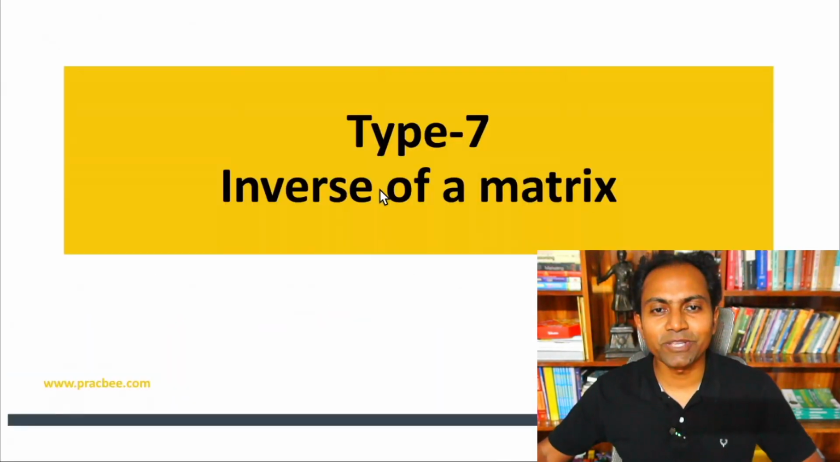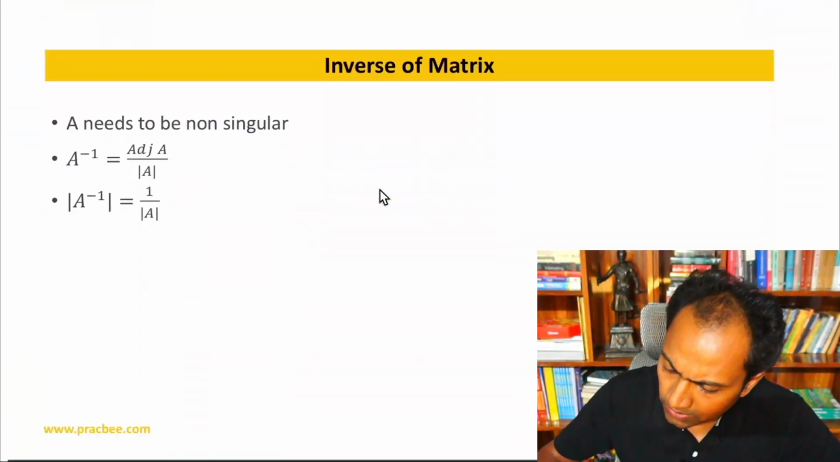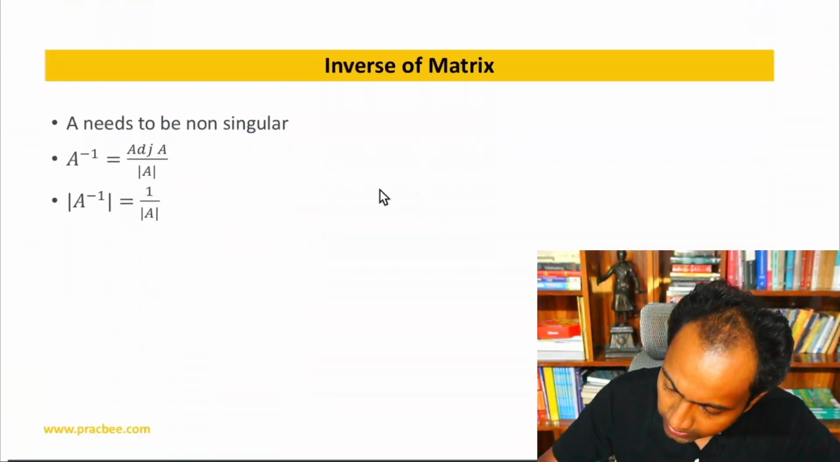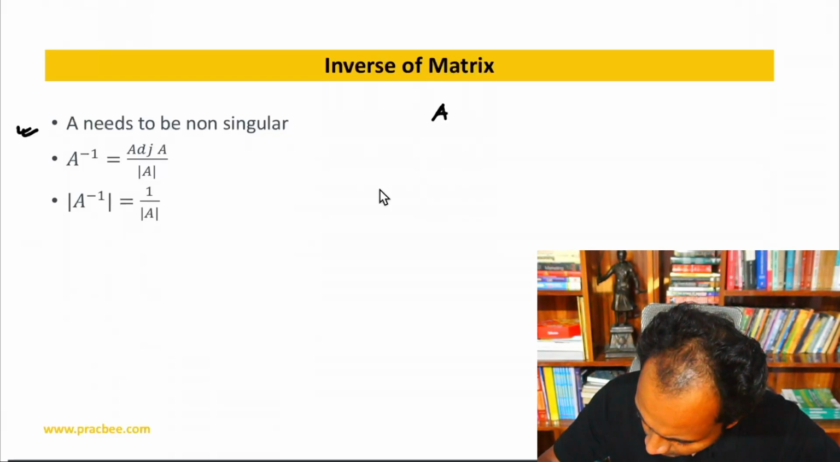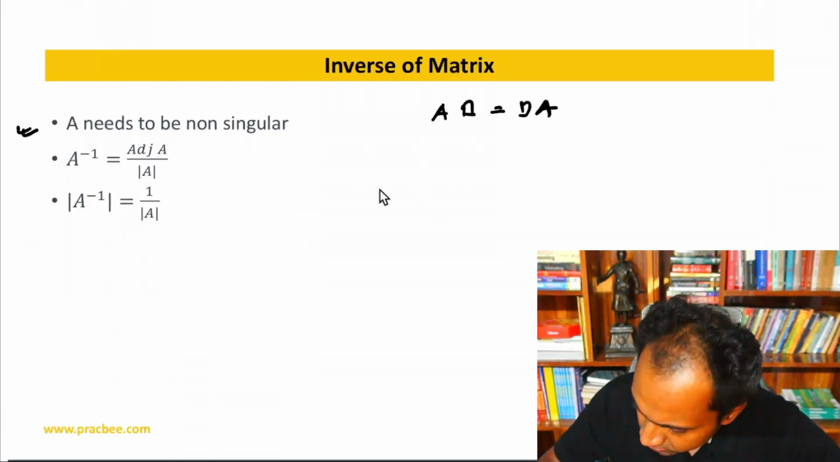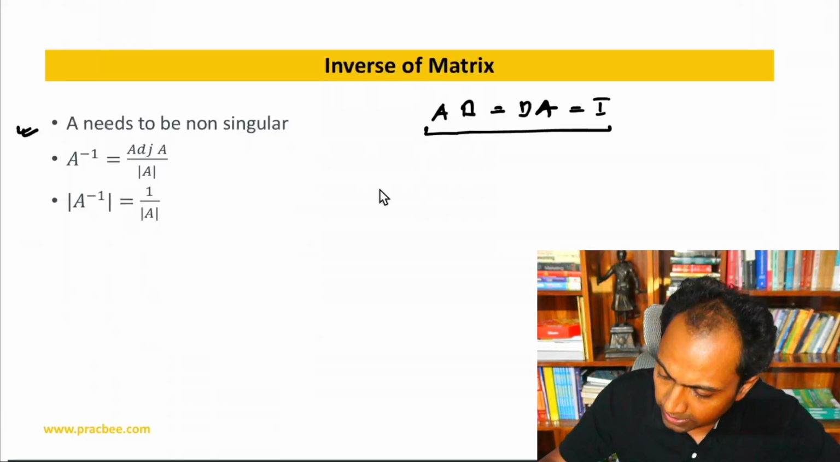Now let us go into the next problem type, that is nothing but inverse of a matrix. Now inverse of a matrix is only defined for a non-singular matrix. Now this is the multiplicative inverse. So what we are saying is, if I multiply two matrices such that the multiplication is commutative and it comes out to be equal to I, that is the identity matrix, then A and B are inverses of each other.